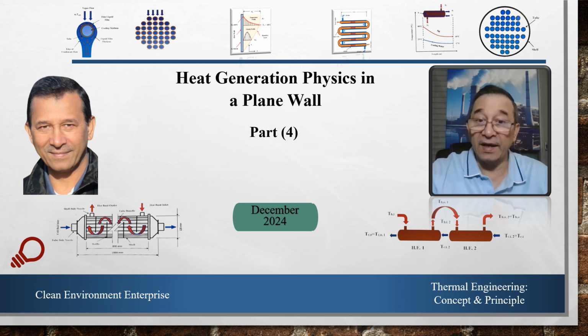The physics in a plane wall, part 4. We will talk about other boundary conditions to be applied for the wall, and solve the one-dimensional heat transfer rate by conduction, where a heat generation per unit volume within the wall should be considered.